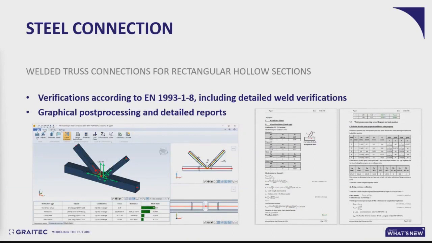The analysis includes all required verifications according to Eurocode 3, including weld verifications. On the info panel, you can see the summary results with the basic info. But for more details, we can just open the reports and see all the data in the detailed report with all the formulas and data.